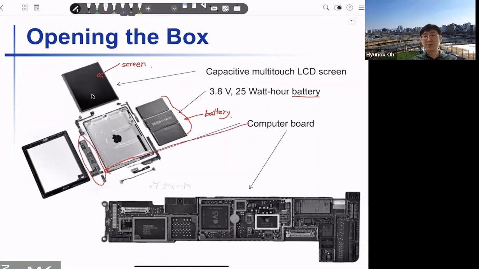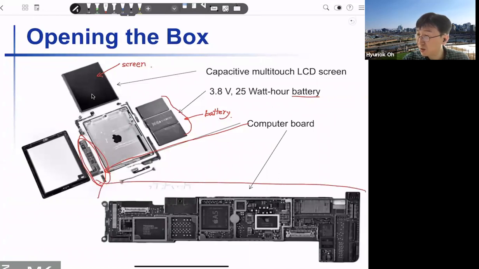So if you disassemble an iPad, most of the part is actually battery. The battery is the heaviest one, and the next one is the screen. The computer system itself is very small. So that's all, this is the computer system. If we look at this one, here you can find some chips, right? So this is the processor.